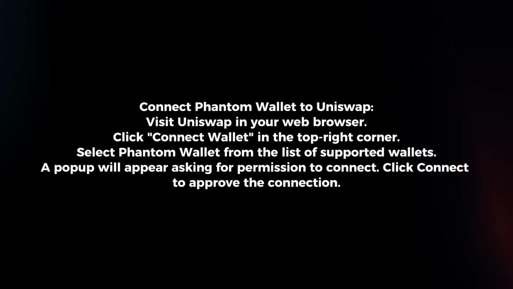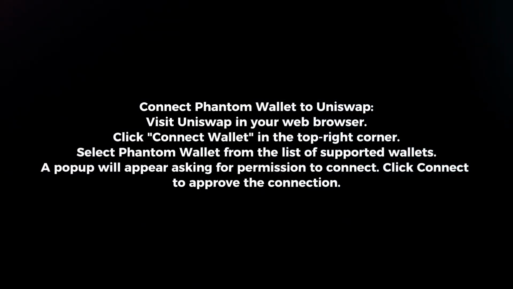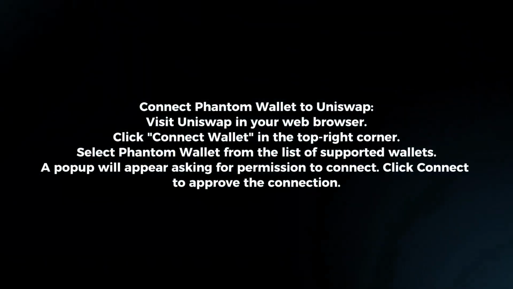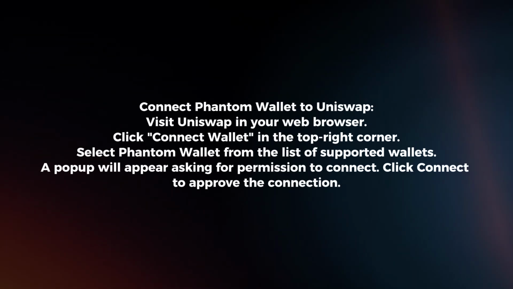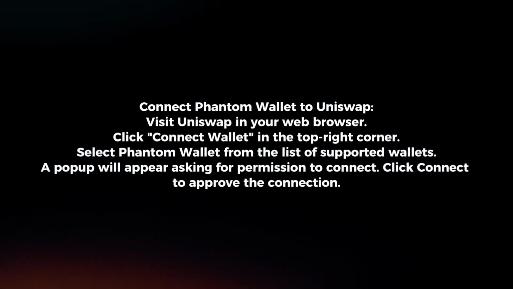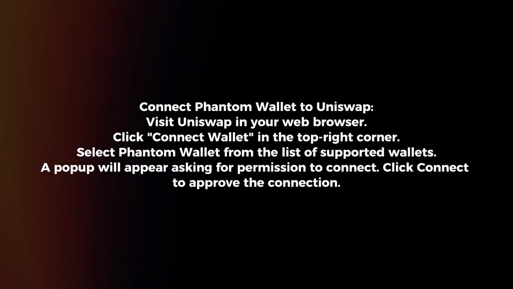Connect Phantom wallet to UniSwap. Visit UniSwap in your web browser. Click Connect wallet in the top right corner. Select Phantom wallet from the list of supported wallets. A pop-up will appear asking for permission to connect. Click Connect to approve the connection.